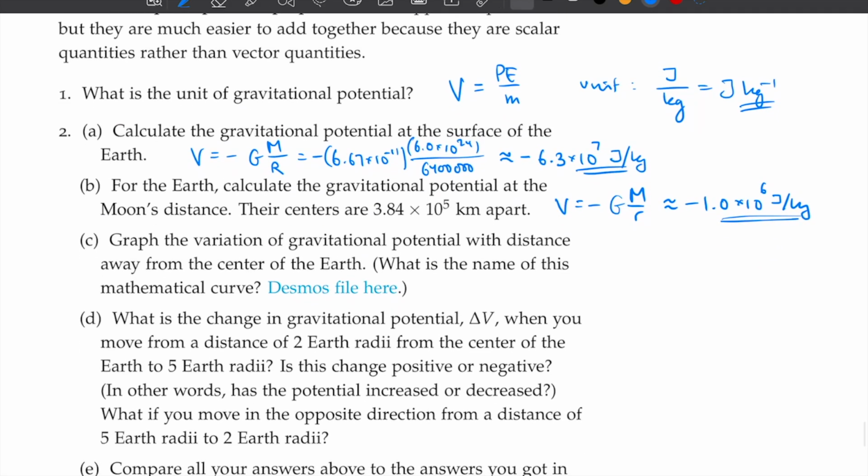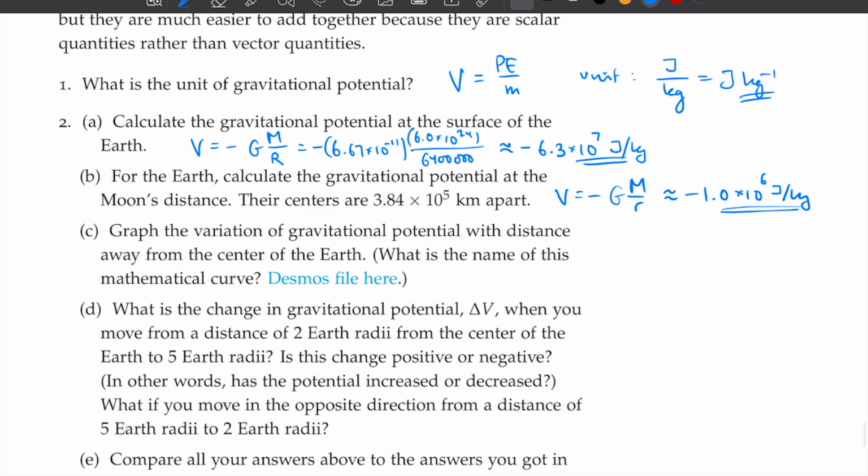Graph the variation of potential with distance. Okay, what's the name of this mathematical curve? I think you're starting to get the idea here that potential is also inversely proportional to distance, proportional to 1 over r. So we also have a hyperbola like that. If we start at the surface of the Earth, we have the potential in units of 10 to the 7 joules per kilogram, start at -6.3, and then it just increases according to that curve. You can click on my Desmos file to explore that graph, or you can just graph your own.